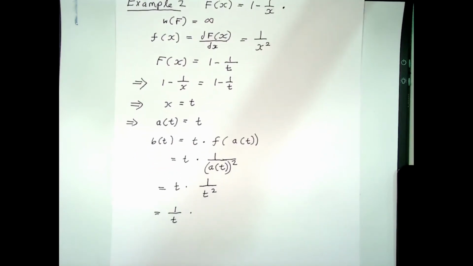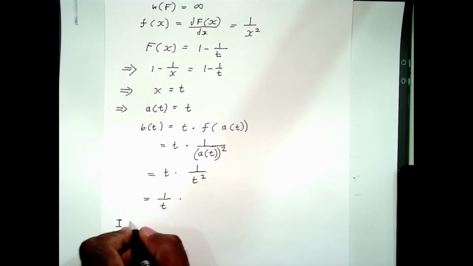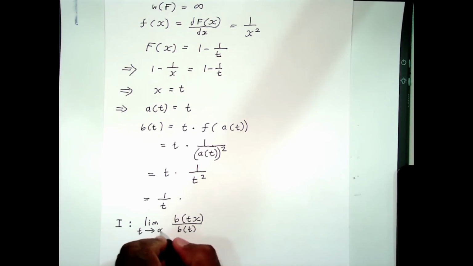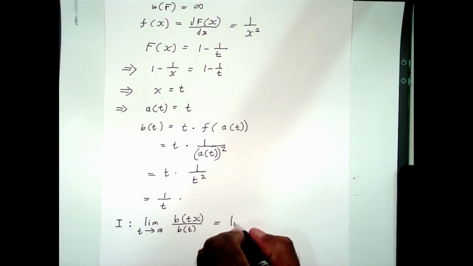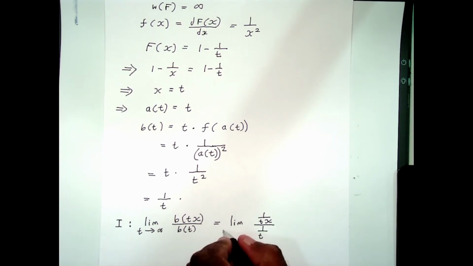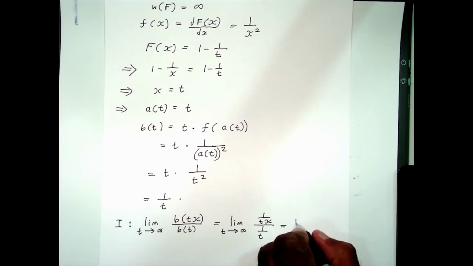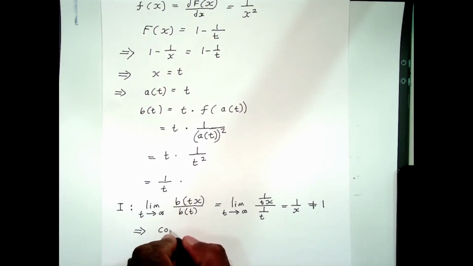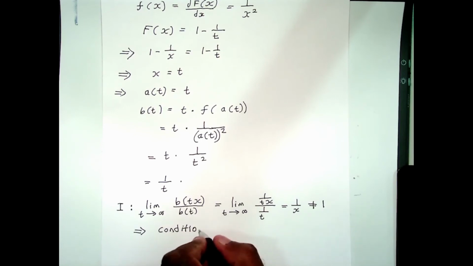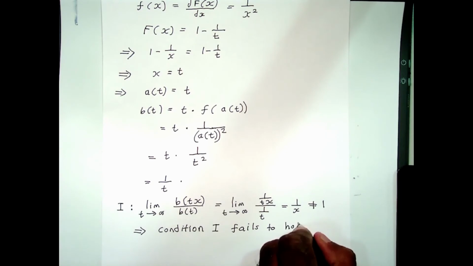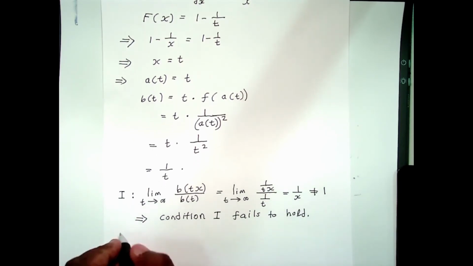Let's check condition 1. Condition 1 is that the limit of this must be 1, right? So the limit of this is 1 over x, and this need not be 1. Okay, so this implies that condition 1 does not hold.